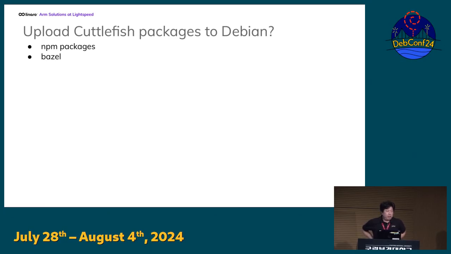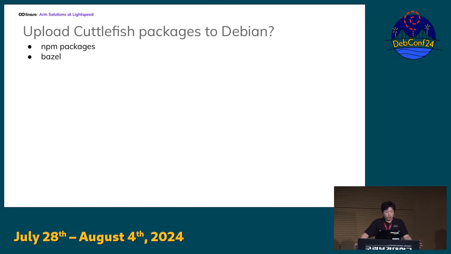So I'm thinking, why don't we upload those packages to Debian? I tried to analyze those packages, and I found it needs a lot of polish. Why? The first thing is it tries to download. When you build the packages, it tries to download npm packages from the network, and that's not allowed for our building. So the first thing is we need to package those npm packages.